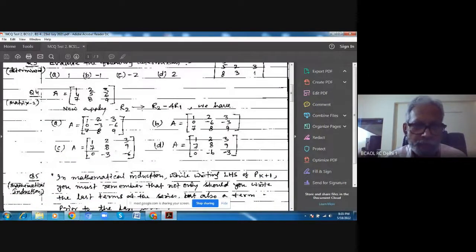नाउ हियर एक्चुअली दिस इज द कंडीशन, ये अप्लाई किया गया है। A is equal to matrix 1 4 7, 2 5 8, 3 6 9। इसमें हमने रिड्यूसिंग प्रोसेस अप्लाई किया है। रो 2 हमने बदल दिया है, R2 - 4 R1, ये हमने किया है। तो जो नया मैट्रिक्स बन गया वो कौन सा वाला है? A, B, C, D, कौन सा वाला बना है बताओ?